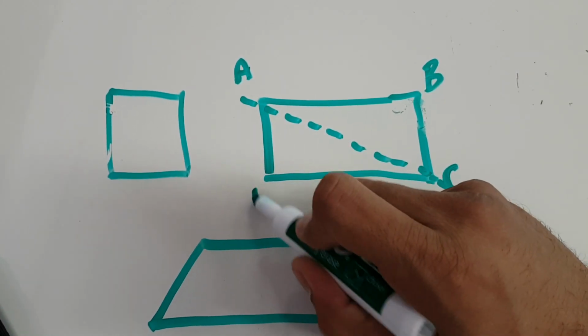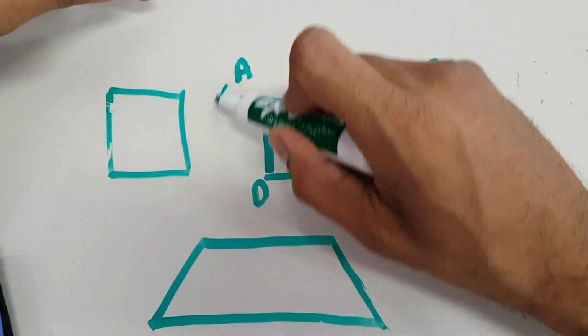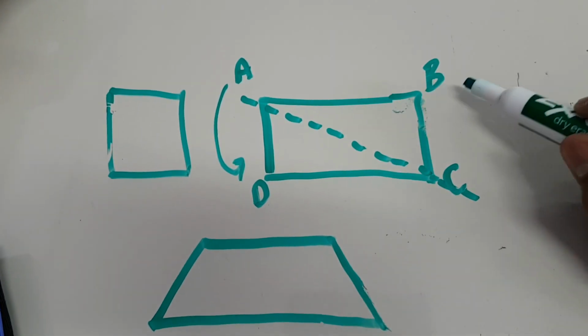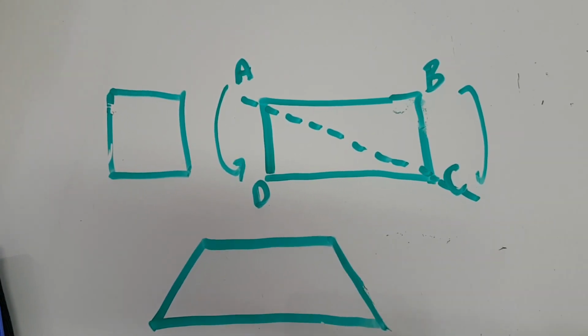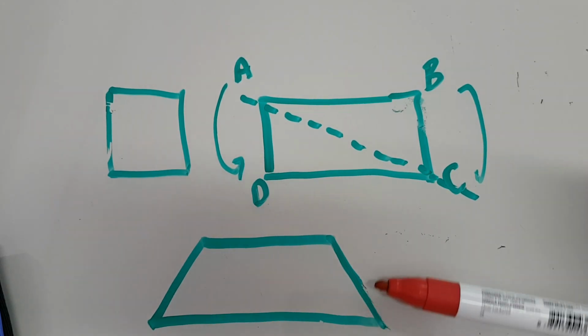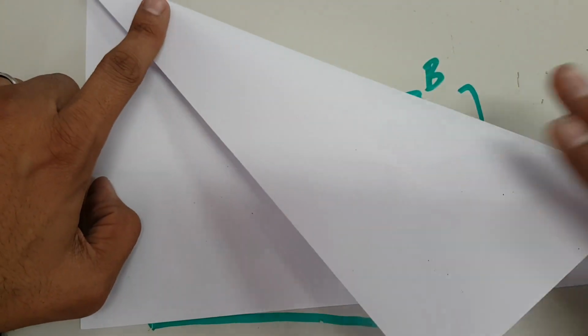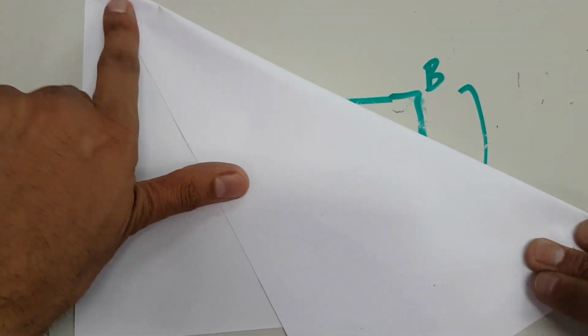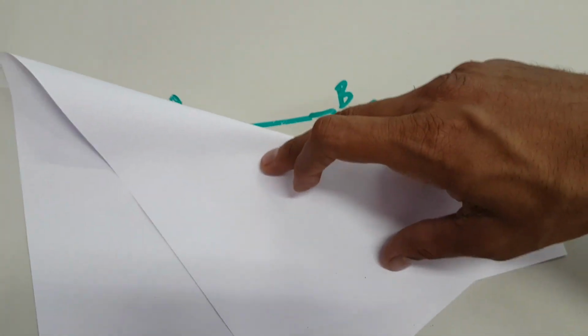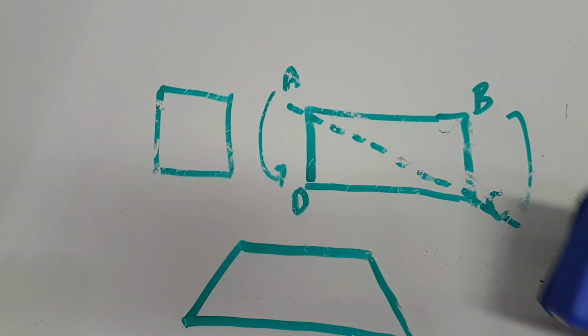So let's look. If we folded on this line, would A fold right on top of D? Would B fold right on top of C? No, it wouldn't. And that's why that diagonal is not a line of symmetry. Because when you take a rectangle piece of paper and fold it on the diagonal, you'll notice that this corner does not fold on top of this corner. If you fold it along the diagonal, it actually looks something like this. And therefore, the diagonal in a rectangle is not a line of symmetry.